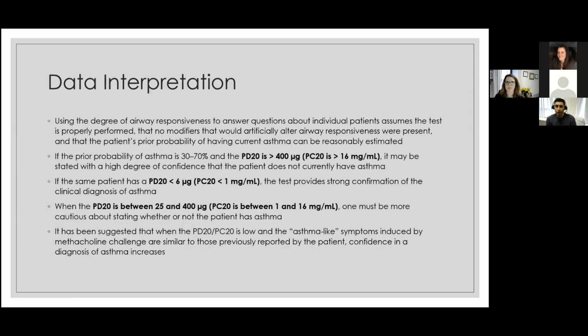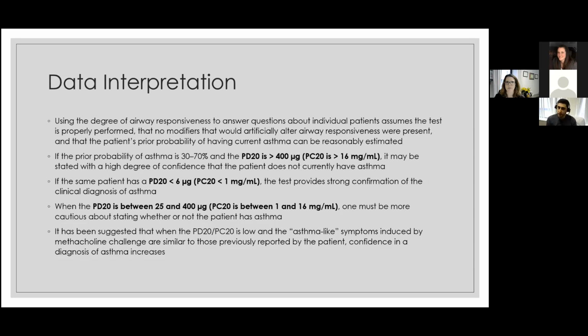So using the degree of airway responsiveness to answer questions about individual patients assumes that the test is properly performed, that no modifiers that would artificially alter the airway responsiveness were present, and that the patient's prior probability of having current asthma can be reasonably estimated. If the prior probability or pretest probability of asthma is between 30 and 70%, then a PD20 greater than 400 mics or a PC20 greater than 16, it may be stated with a high degree of confidence that the patient does not currently have asthma.